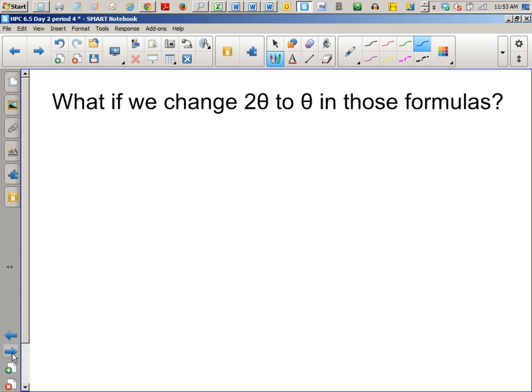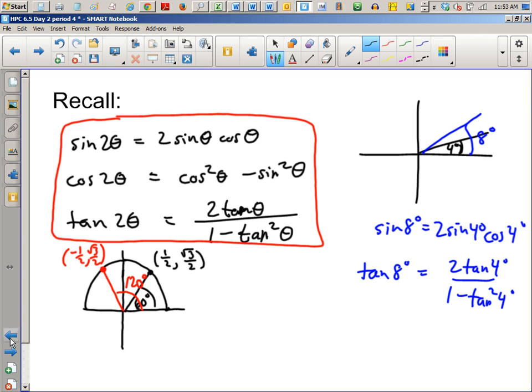All right, so what I'm going to do is take the formulas, not all of them, but the formulas from this previous page, and change 2 theta to theta. And then the thetas will become half thetas. In other words, I'm going to divide all the angles by 2. Okay? So watch what happens on the first formula.